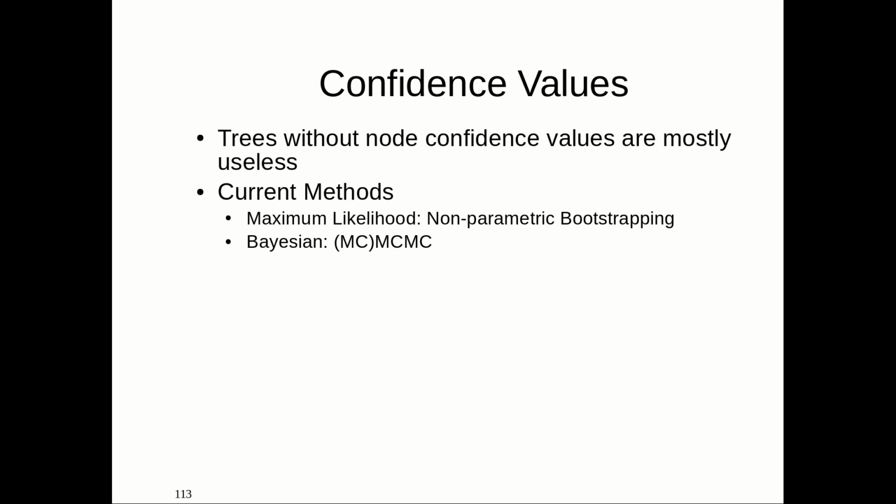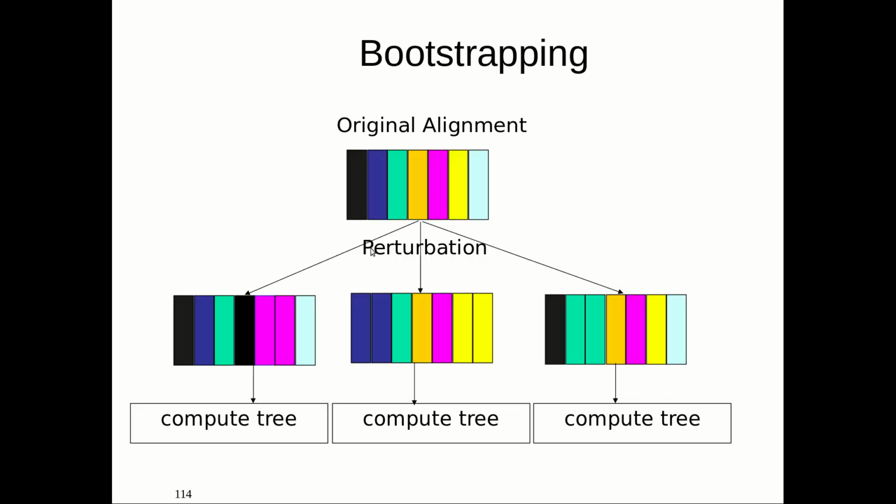Of course you know that trees without node confidence values are mostly useless. Under maximum likelihood, we do non-parametric bootstrapping. And in the Bayesian world, we do a metropolis-coupled Markov chain Monte Carlo, where we also have independent Markov chains running, and independent runs, maybe. So the heated and the cold chains, and every once in a while they're communicating with each other.